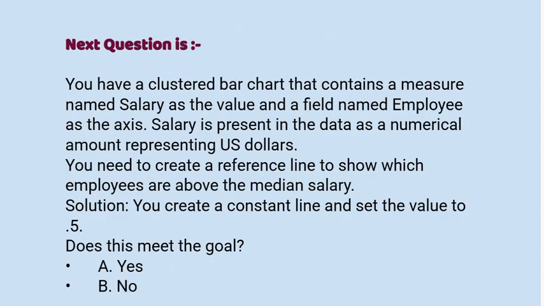Question is, you have a clustered bar chart that contains a measure named salary as the value and a field named employee as the axis. Salary is present in the data as a numerical amount representing US dollars. You need to create a reference line to show which employees are above the median salary.